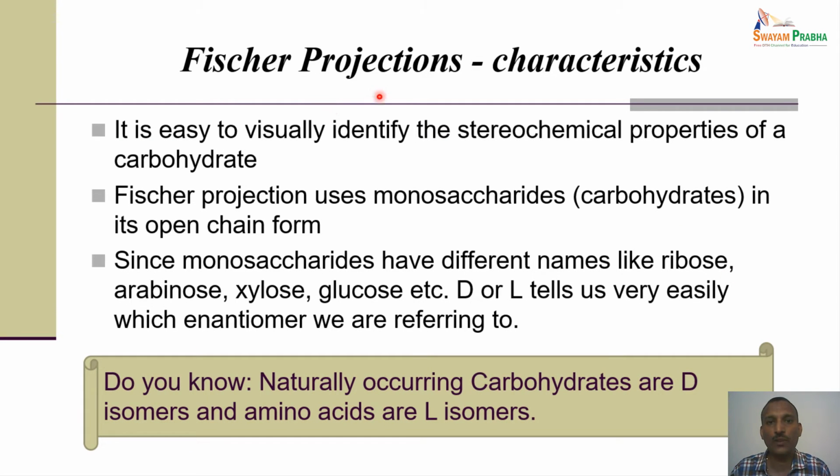Let us look at some of the characteristics of Fischer projection. This is very easy for visually seeing the stereochemical properties of a carbohydrate, mainly the monosaccharide. This method is famously used by Fischer and is followed by other people also. The Fischer projection is used for monosaccharides in the case of carbohydrates in their open chain form. So we are not talking about the cyclic monosaccharides, we are only talking about the open chain form.